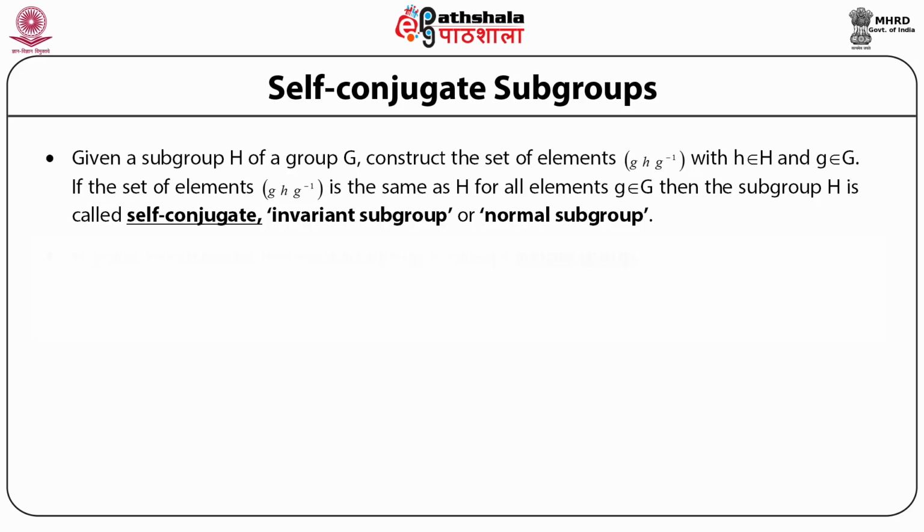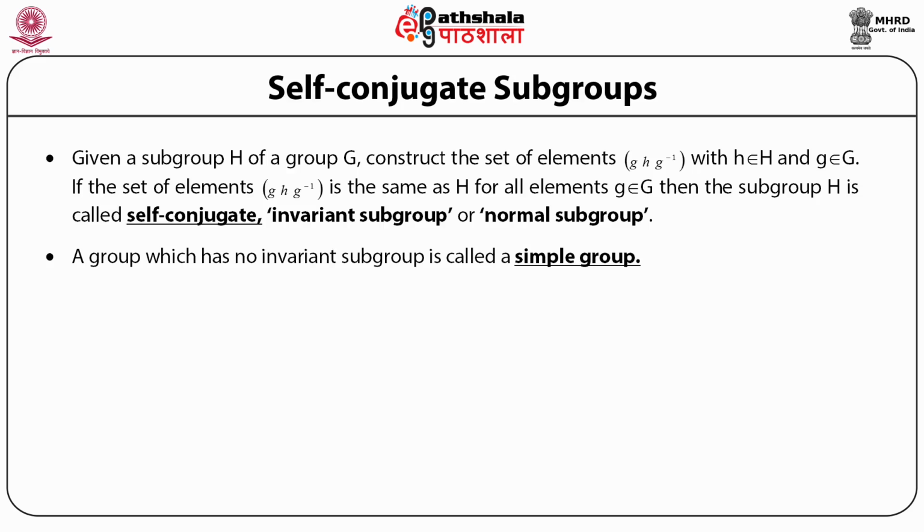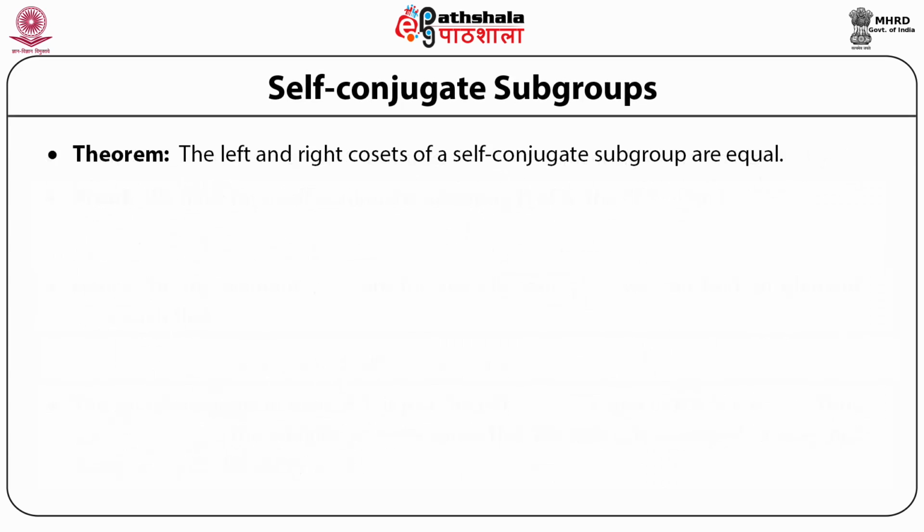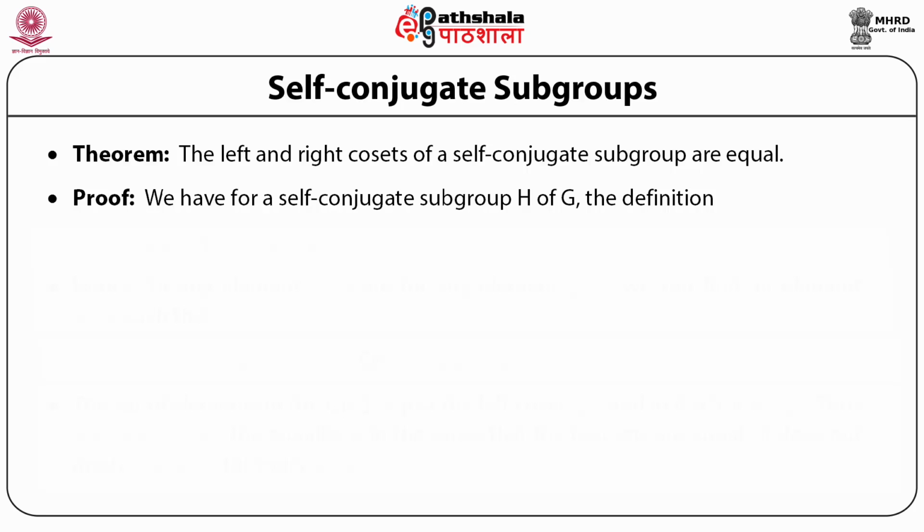An important classification of groups is the following. A group which has no invariant subgroup is called a simple group. Simple groups are of great importance when we discuss continuous groups. Theorem: self-conjugate subgroups have the following important property. The left and right cosets of a self-conjugate subgroup are equal. The proof is as follows.